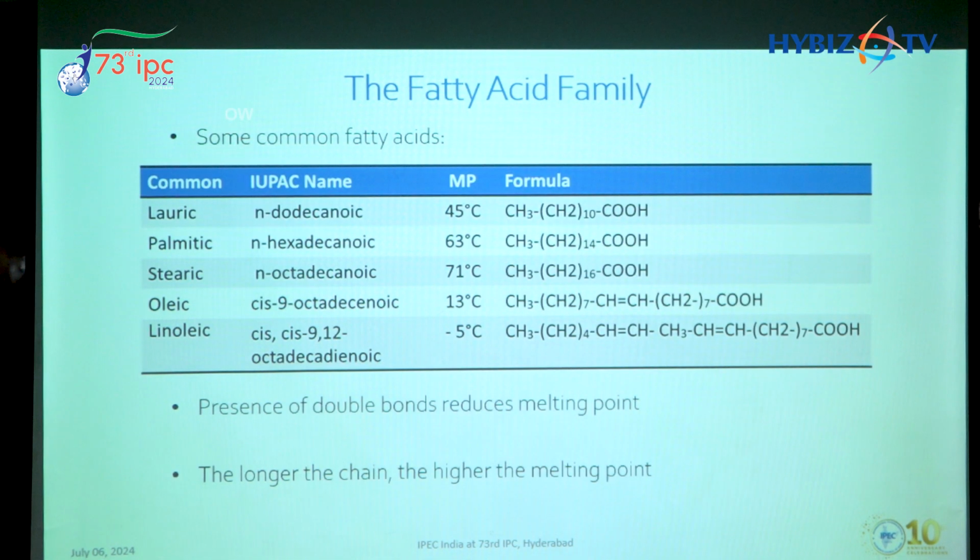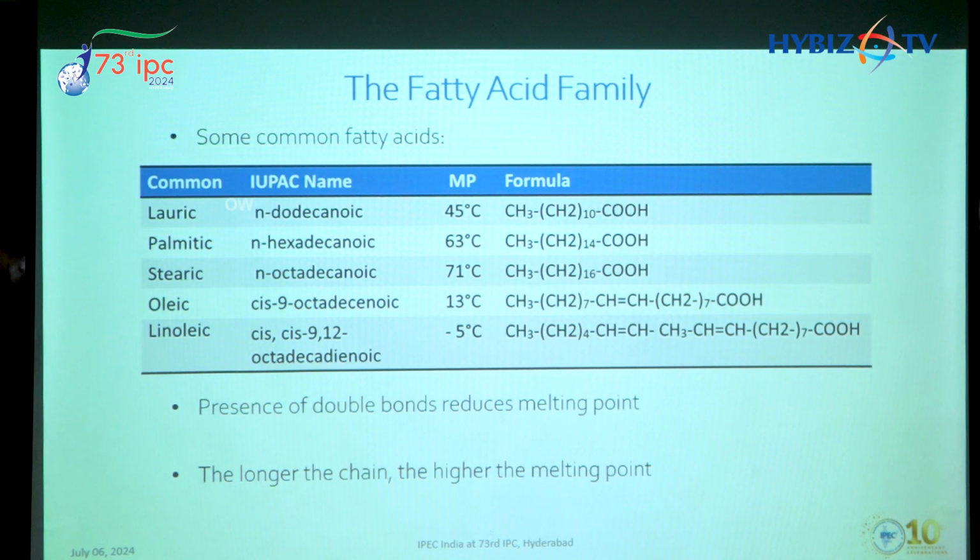Let us see some properties of these fatty acids and how the physicochemical property is determined for them. Let us take the example of lauric acid and palmitic acid. Lauric acid has 12 carbons in its chain length. It is a saturated fatty acid with no double bond. Palmitic acid is also a saturated fatty acid with 16 carbons in its chain length.